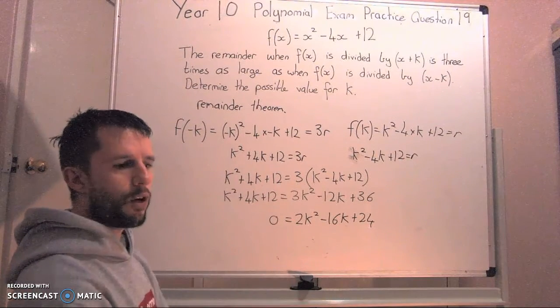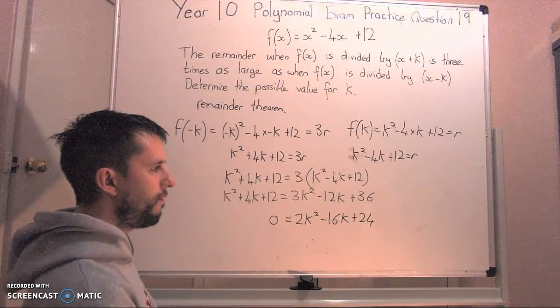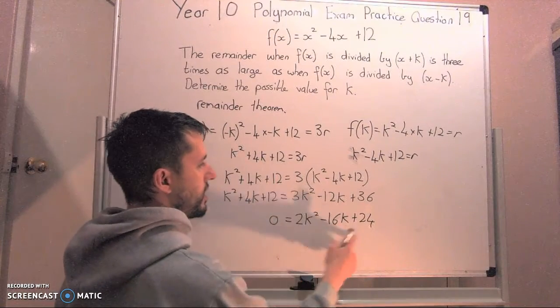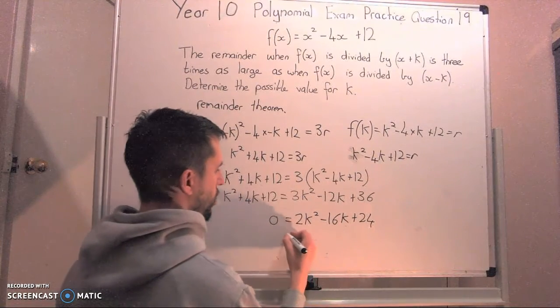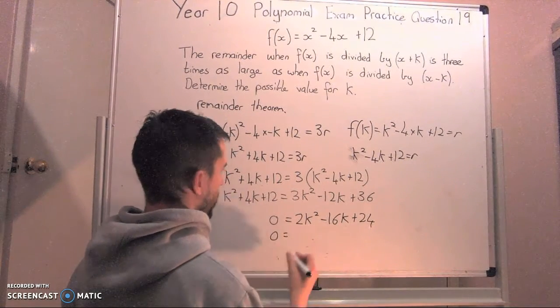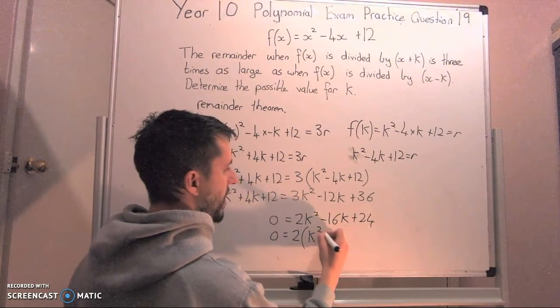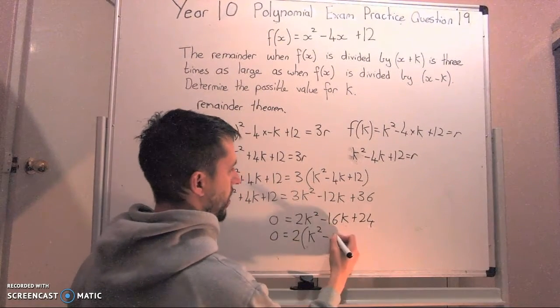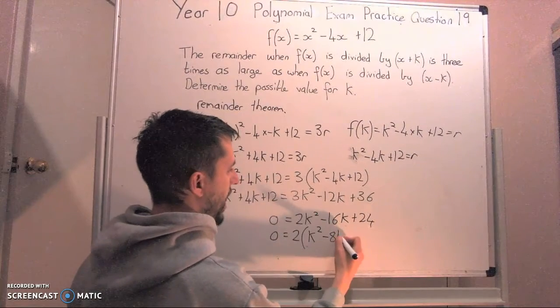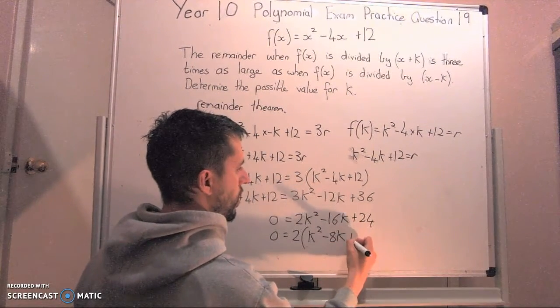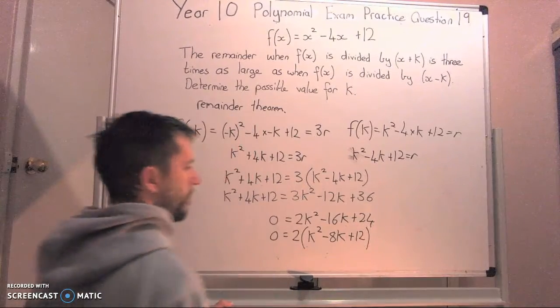Now I can see I've got a quadratic. Before I solve this, the first thing I'm going to think about is there's a common factor of 2. So I am going to divide everything by 2 and take out that common factor. So that gives me k squared, take away 8k, half of 24 is 12.